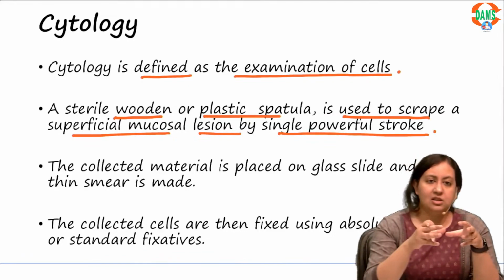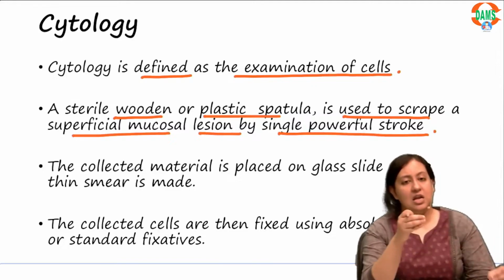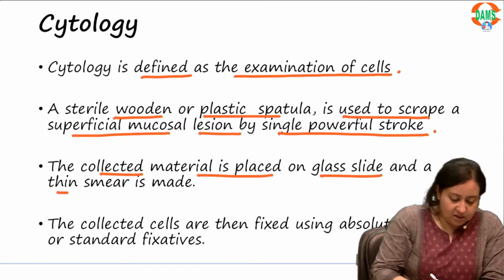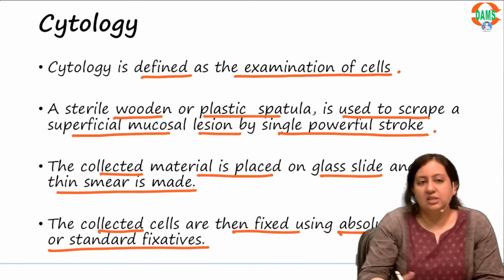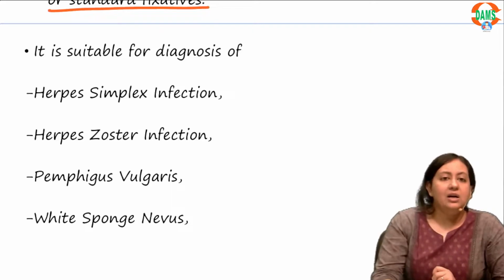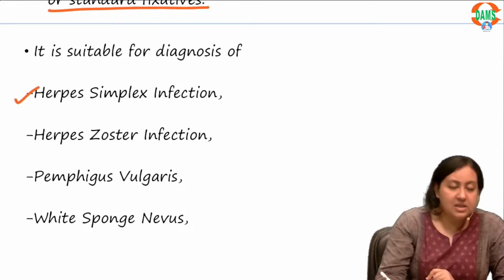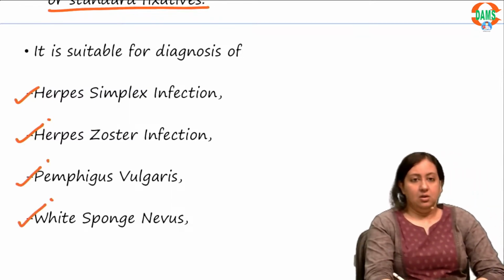You have not harvested a tissue, you have collected cells from your area of interest. The collected material is placed on a glass slide and a thin smear is made. The collected cells are then fixed using absolute alcohol or standard fixatives, after which you will study them under a microscope. So where does cytology come into play? It is suitable for diagnosis of herpes simplex infections, herpes zoster infections, pemphigus vulgaris and white sponge nevus.